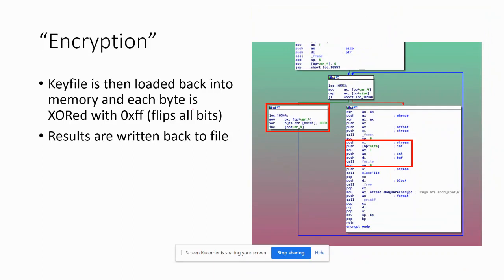Then this file is opened back up into memory, and each byte is XORed with 0xFF, as you can see in this block here. What that does is essentially just flip all the bits of each byte, because the XOR between 1 and either 0 or 1 just gives the opposite. And the results are written back to the file at the end here, as you can see. And then, of course, we have a nice message here that says that the serials are encrypted.